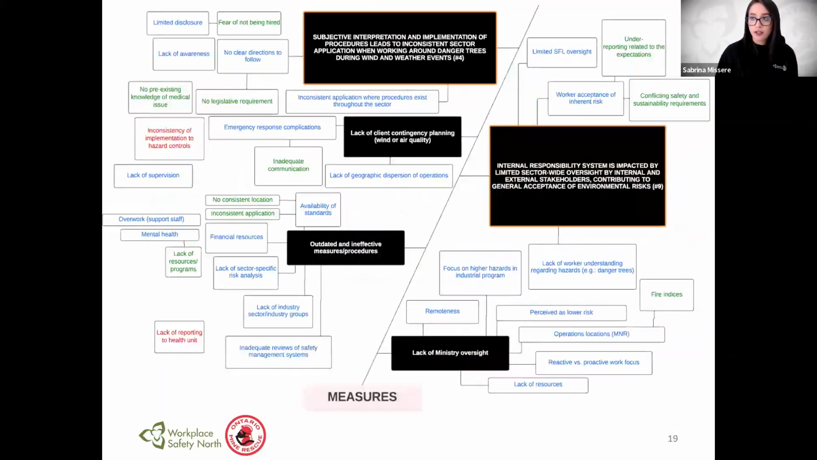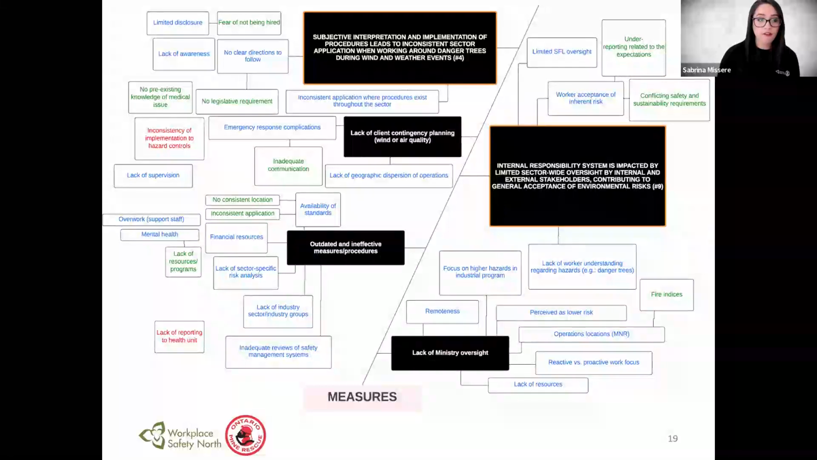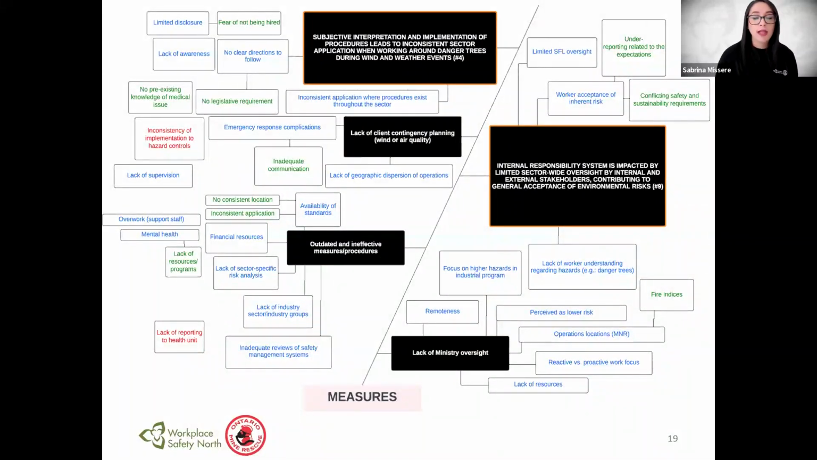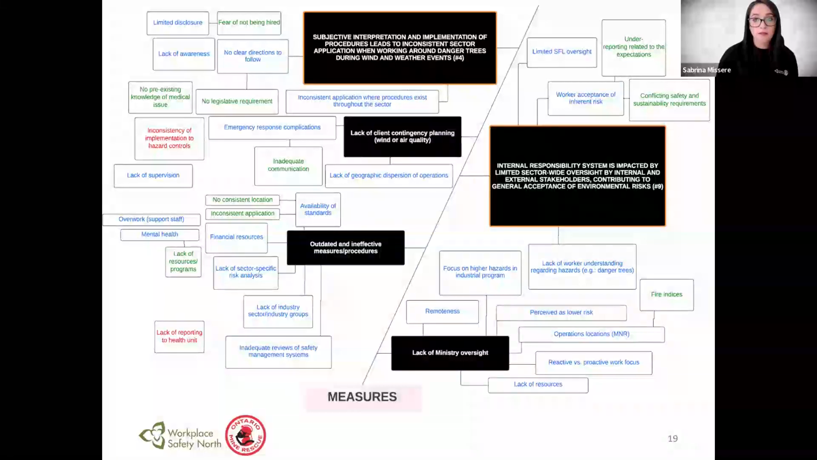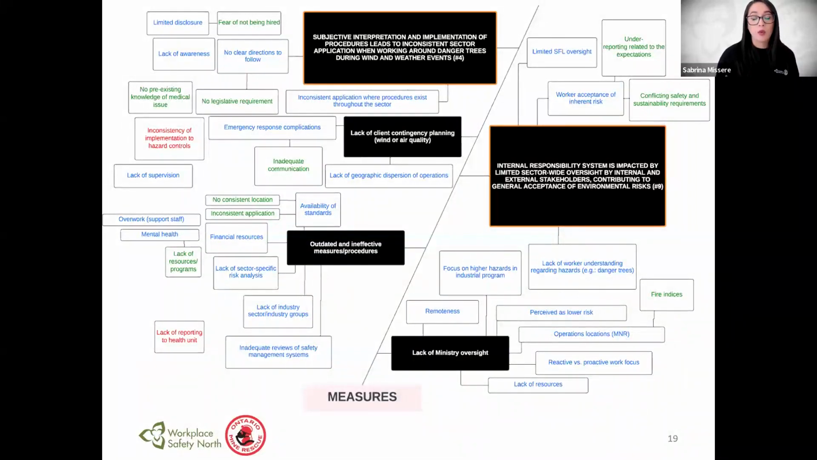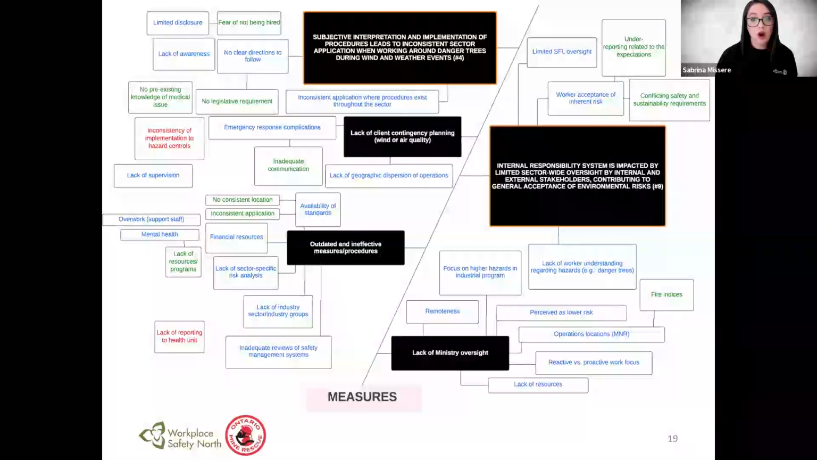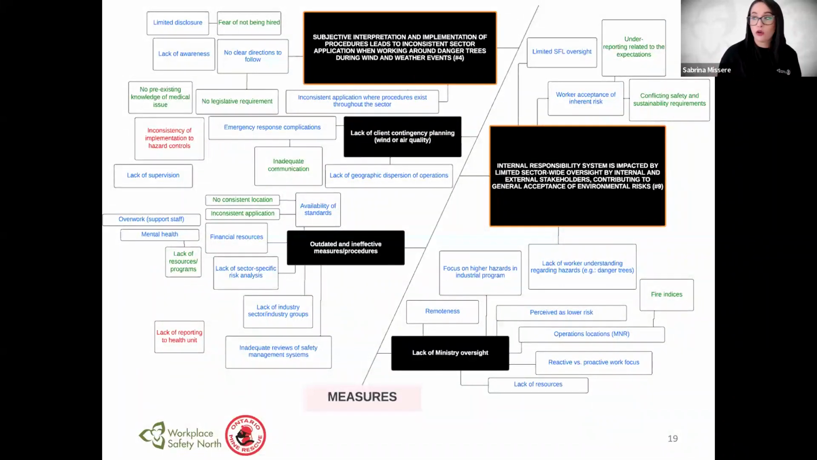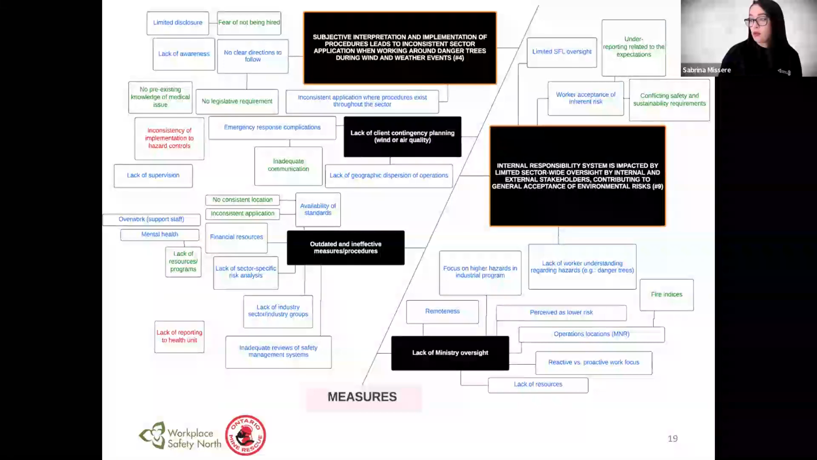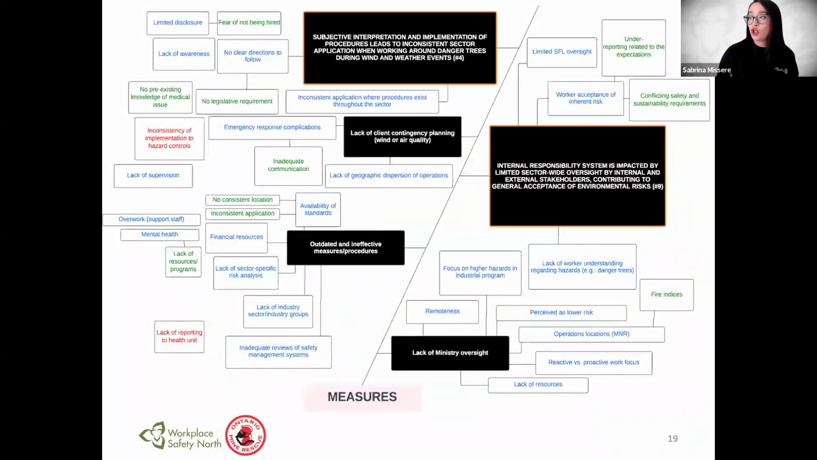Looking next at measures. So discussion here around outdated and ineffective measures and procedures, which you've probably already started to notice. These have been outlined in some of the other factors we've already reviewed. Lack of contingency planning and lack of ministry oversight were identified within the top 10 root causes. Again, you're going to see 5 on the screen for primary factors, but 2 again were identified and voted to be in the top 10 for root causes.